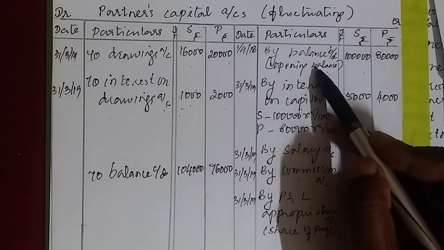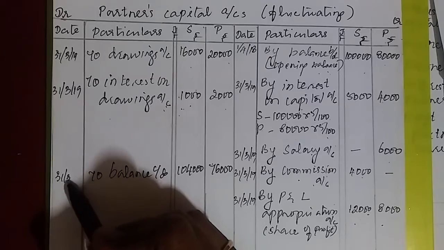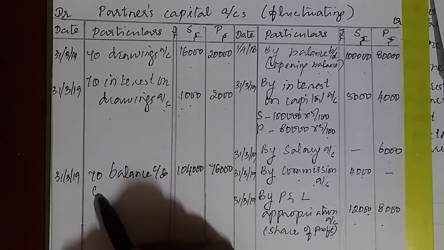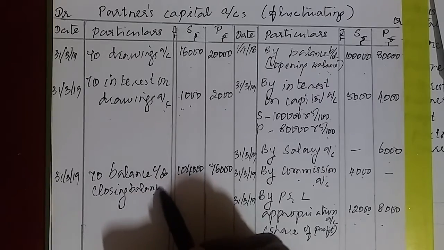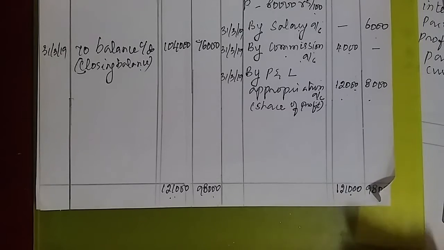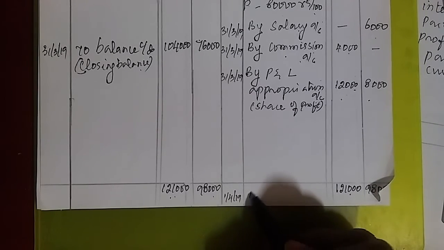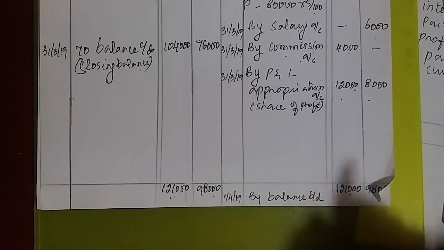See here, this is opening balance and this is the closing balance after doing all these adjustments, as on 31/3/2019. This closing balance will become the opening balance of the next year, 1/4/2019, by balance brought down.